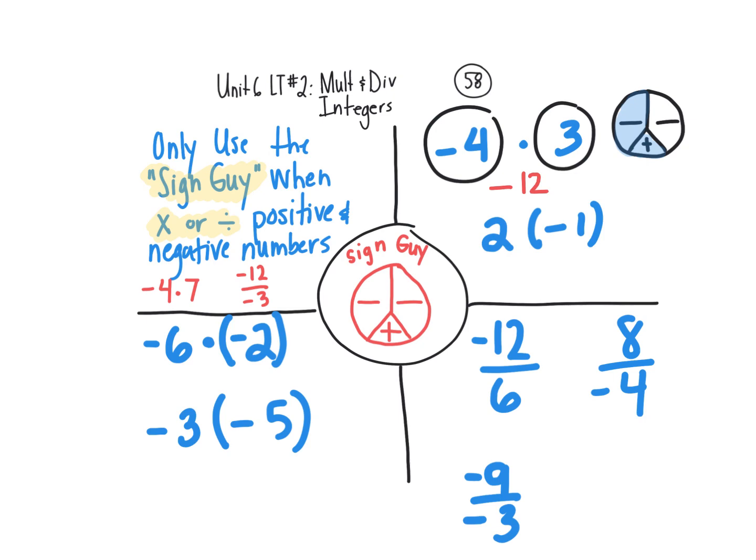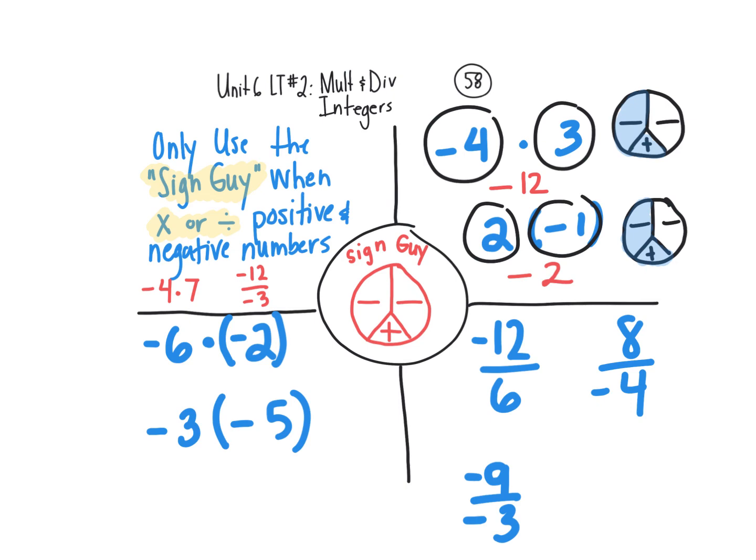All right, let's try that again. Let's draw another sign guy because I see multiplication. And I'm going to draw the eyes and the mouth. Okay? And I have two numbers here. I have a positive 2 and a negative 1. So I'm going to highlight a positive and a negative. So I see what's not colored in is my negative. So I know my answer is going to be negative. And 2 times 1 is 2.